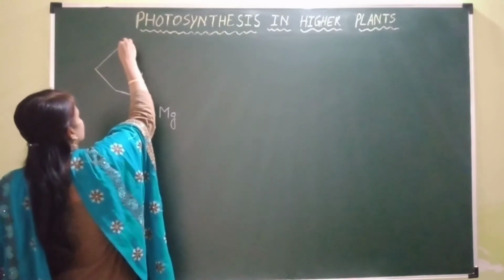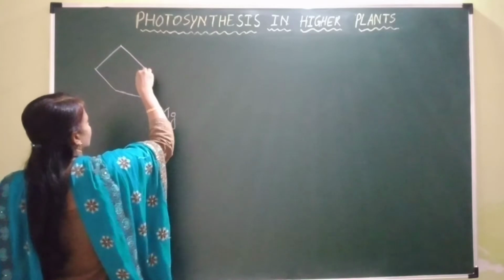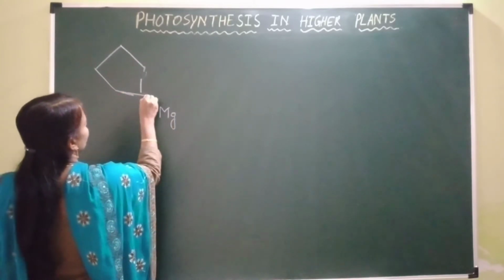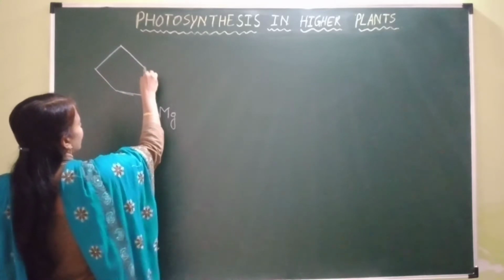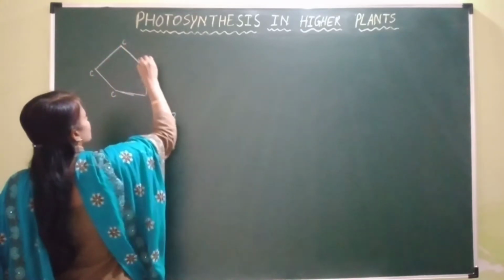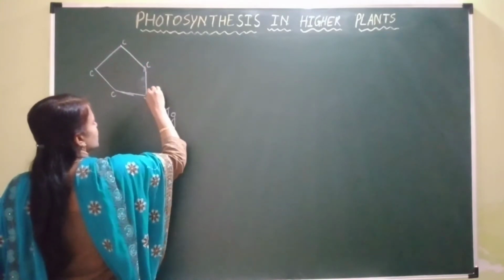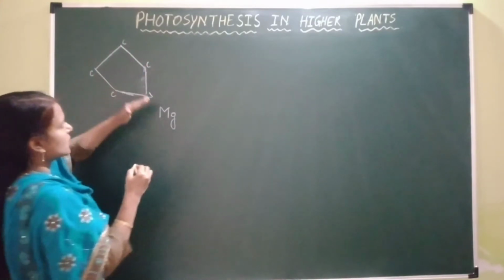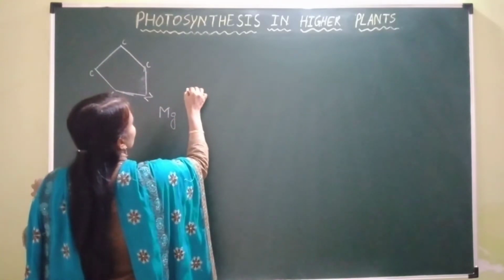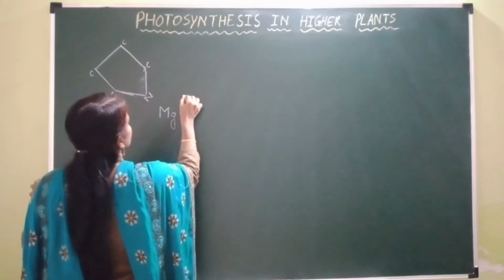These pyrrole rings consist of 4 carbon atoms and 1 nitrogen. So 4 carbon atoms in its structure and 1 nitrogen is present. Nitrogen is present towards the center, carbon atoms are towards periphery. So like this, 4 pyrrole rings are present.